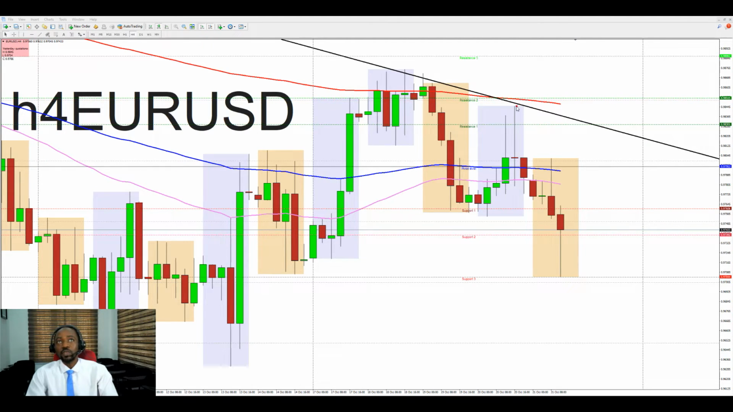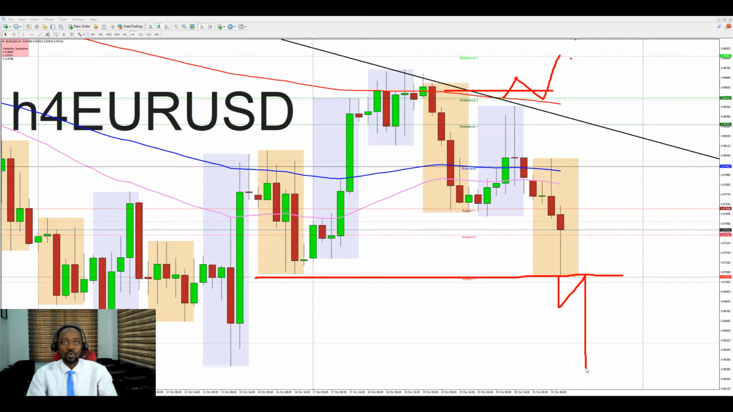Okay, we may see price breaking beyond the 0.98515 level up and targeting resistance 3 and onwards. Okay, but if the bears take over the market, we may break below this support and keep going down. Of course, we'll have this area to contend with. Okay, so these are the possible things that might happen.